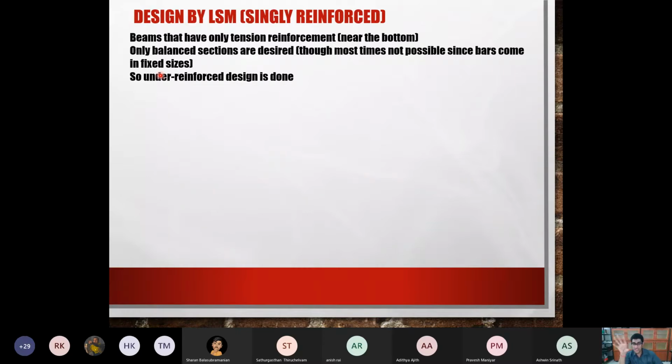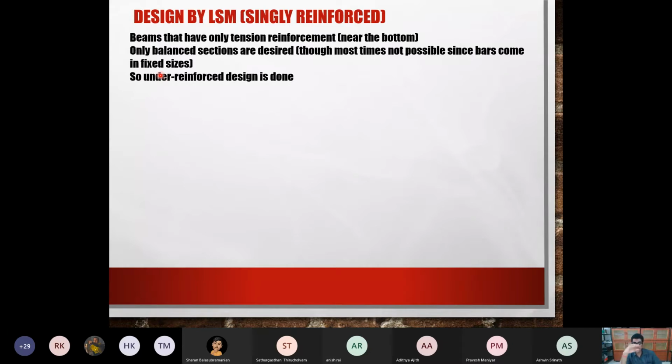It is not always possible to give exactly 1000 mm square steel because your steel rods come in fixed sizes: 8 mm, 10 mm, 12 mm, 16 mm, 20 mm, 25 mm, 28 mm. For very heavy structures, you go up to 32 mm bars. So these sizes are fixed, and whenever you give bars, you can give an integer number of bars only: 1, 2, 3, 4, 5, 6.